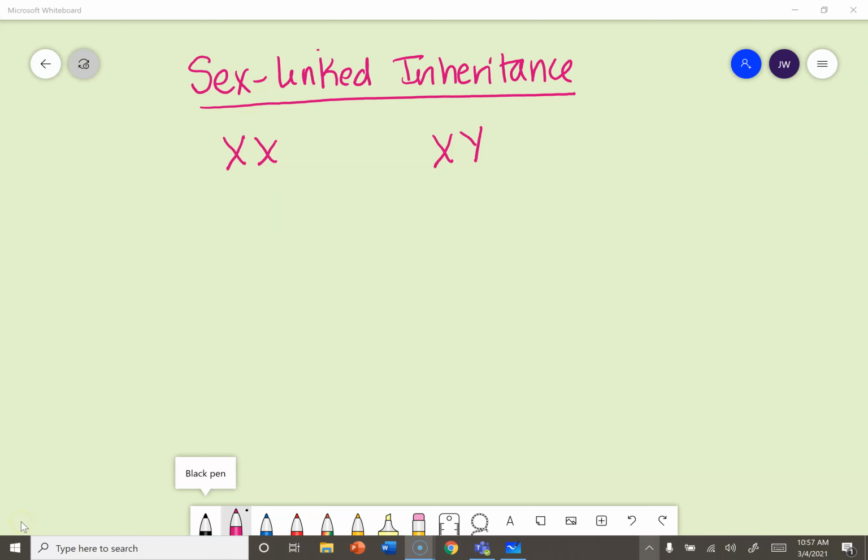Everyone, I had a student ask for a review of sex-linked inheritance. So this should be just a quick video going over the inheritance of sex-linked traits on the X chromosome. Keep in mind that females have two X chromosomes and males have an X and a Y.